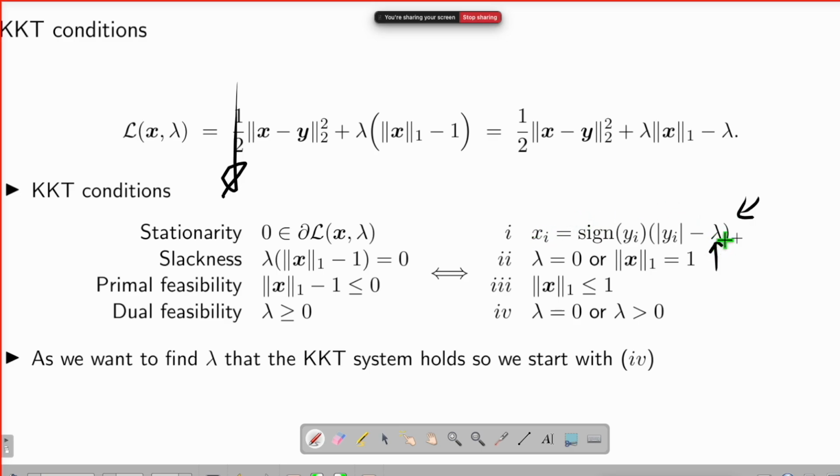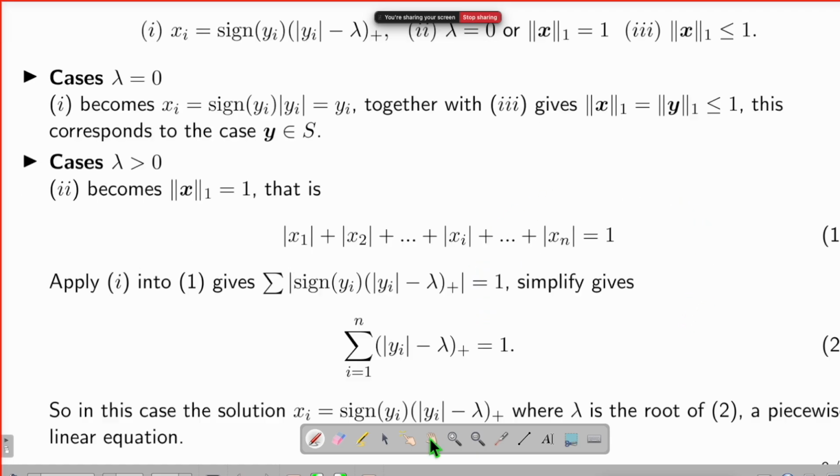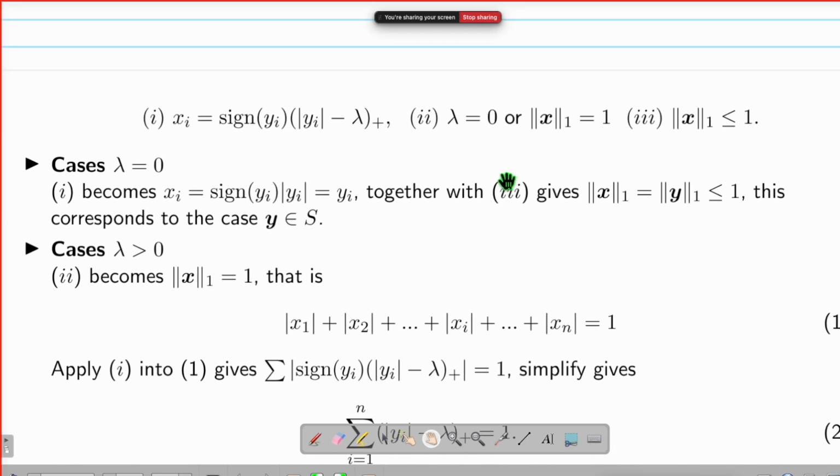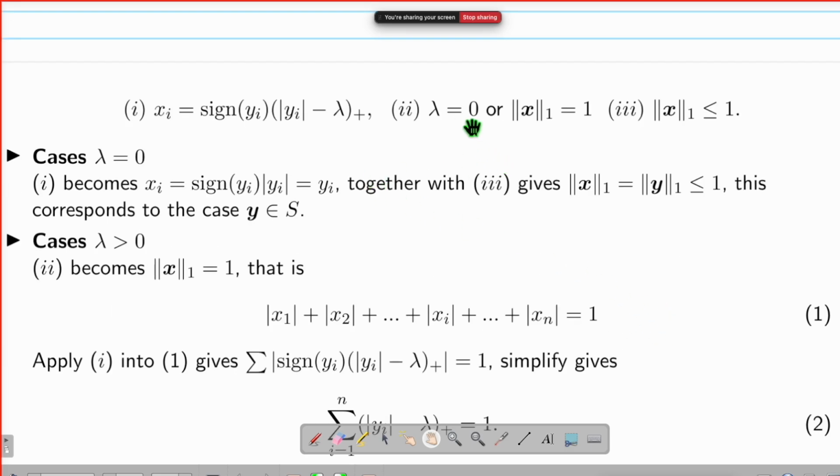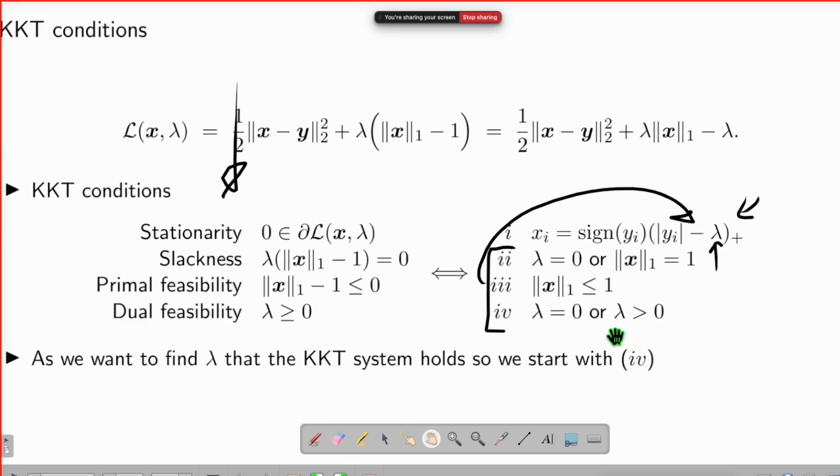But I said we need to know lambda. So how are we going to get lambda? We are going to plug this expression for x into the constraint, then we will find what lambda is. Now this part is the analysis of how we get lambda. We have the first case, lambda is 0, and the other case, lambda is larger than 0.